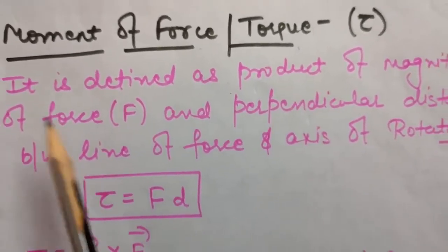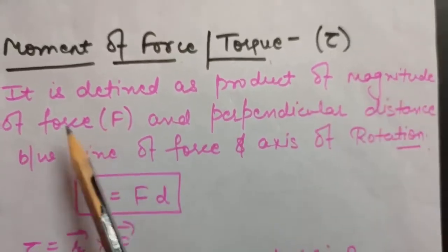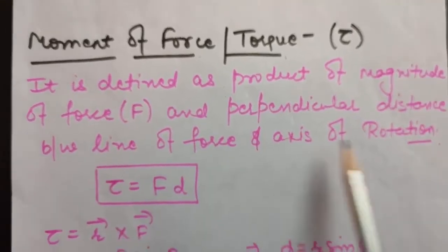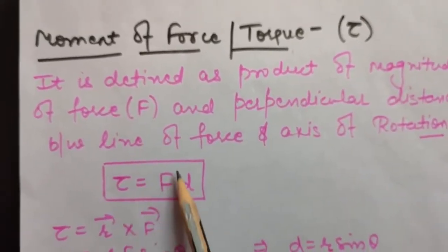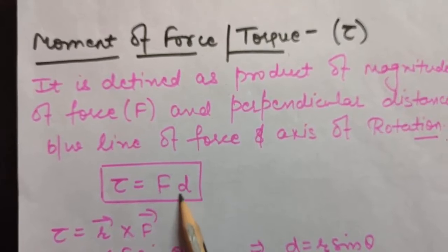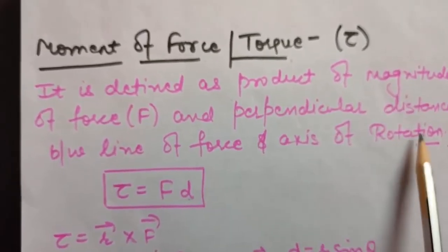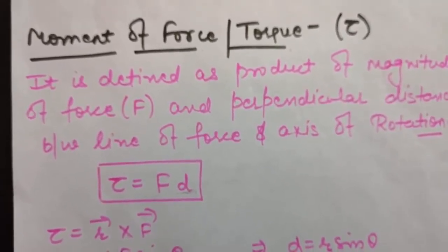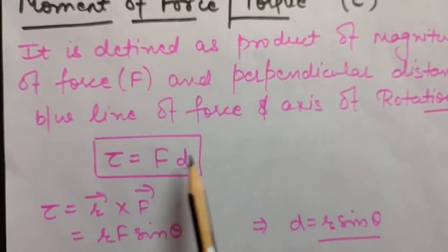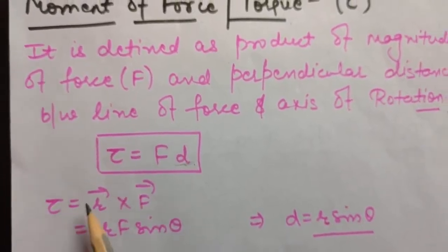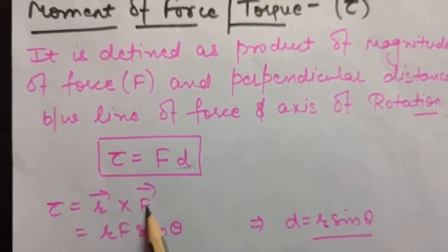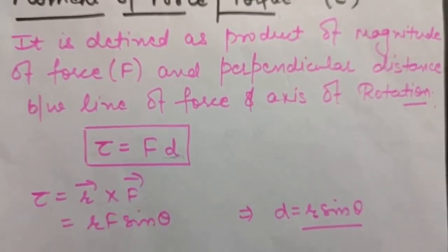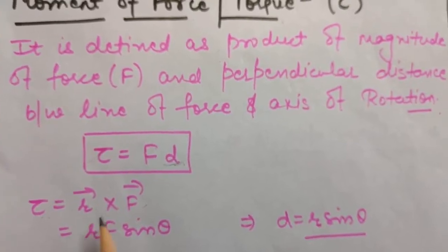Now it is defined as the product of the magnitude of force and the perpendicular distance between the line of force and the axis of rotation, that is torque is Fd, if I denote the perpendicular distance by d. Or you can say it is also defined by the cross product of radius vector and force, that is torque is equal to r cross F. As I told you, the formula for a cross b is ab sine theta.